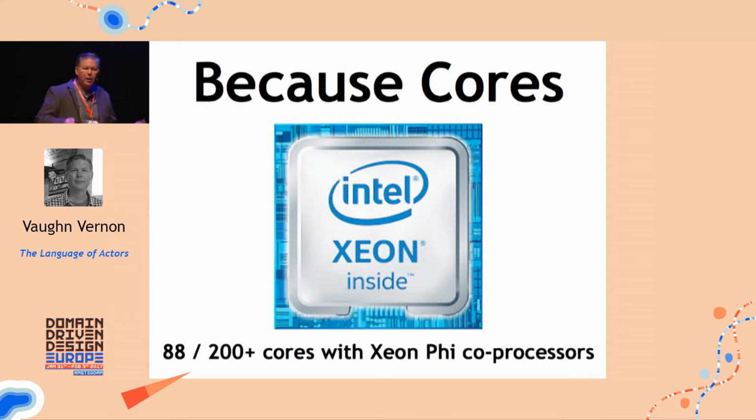So, because cores are essential to running the actor model in an efficient way, and the Intel Xeon processor can have up to 88 cores standalone, and if you put coprocessors together of the Xeon Phi, you can actually get 200 plus cores. And so you can imagine the power behind simultaneously running 88 or 200 things at a time.